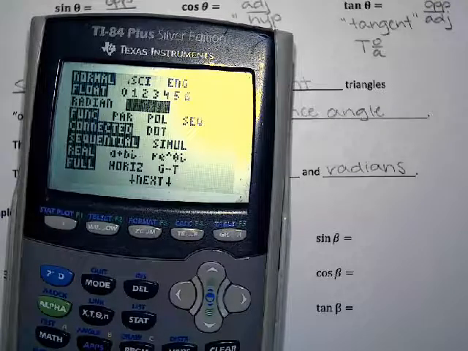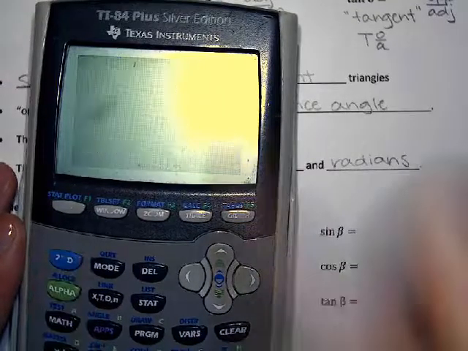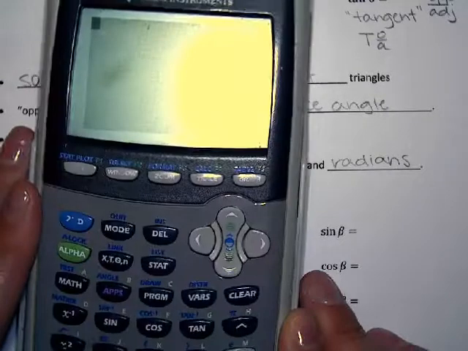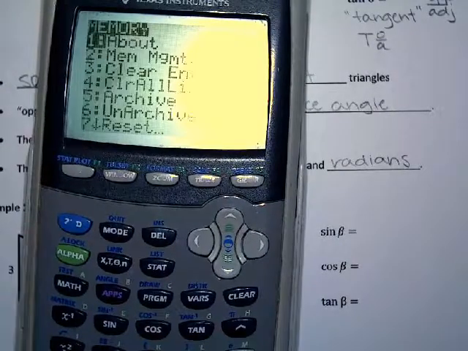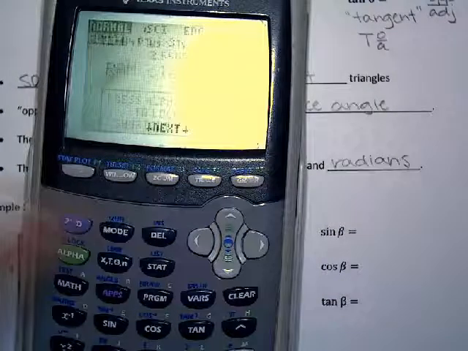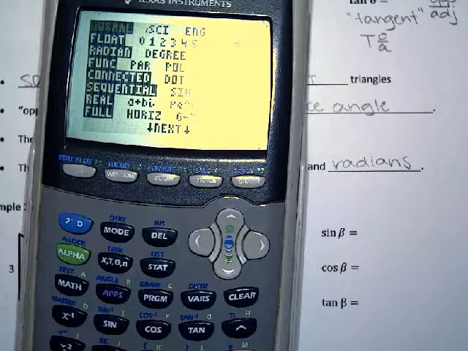So, and then if we want to get out of this, we can do second quit. And then our calculator is just in degrees, okay? But as soon as I do second plus 712 and clear my calculator memory, now if I hit the mode button, I'm back in radians again, because that's the default. Does that make sense? Okay.